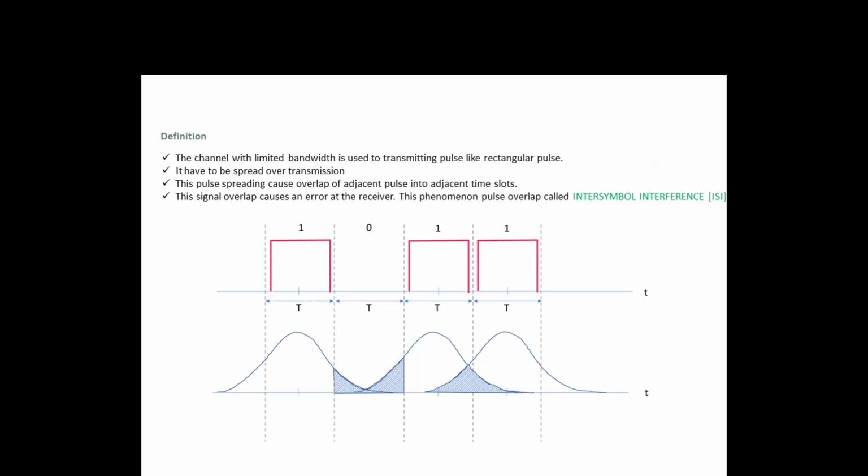A channel with a limited bandwidth is used for transmitting pulses like rectangular pulses. They have to be spread over transmission. This pulse spreading causes overlap of adjacent pulses into adjacent time slots. The signal overlap causes an error at the receiver. This phenomenon is called intersymbol interference. So simply we can say the overlapping of adjacent samples is called intersymbol interference.